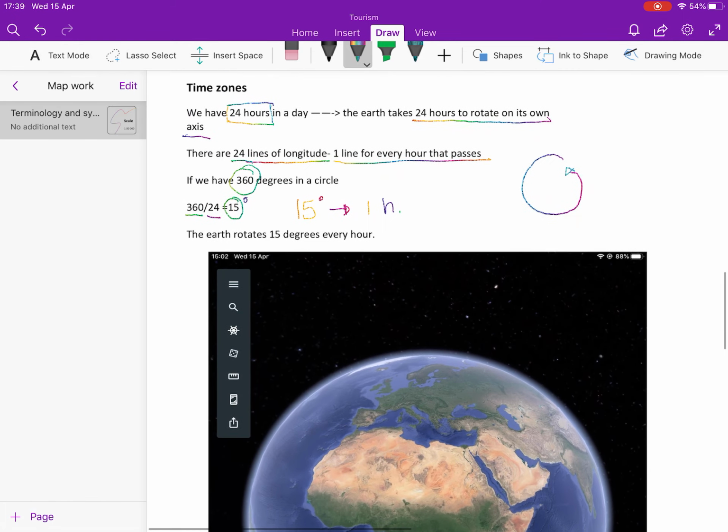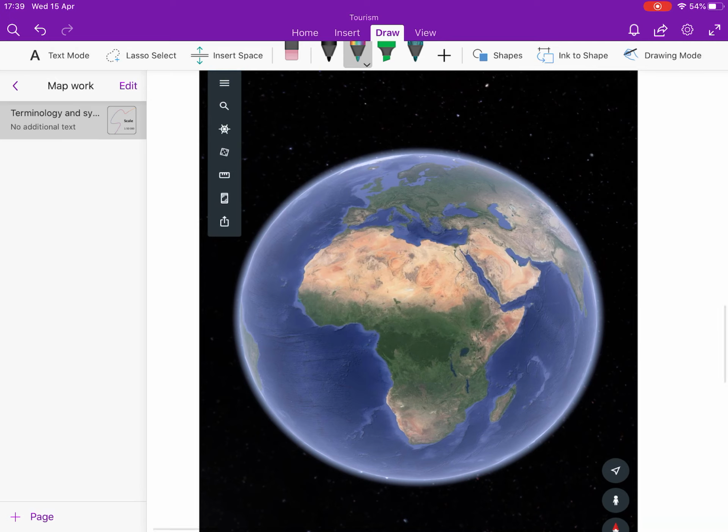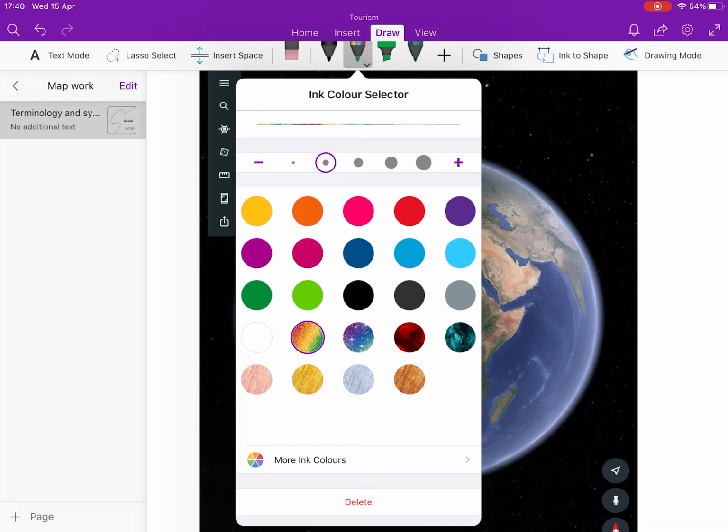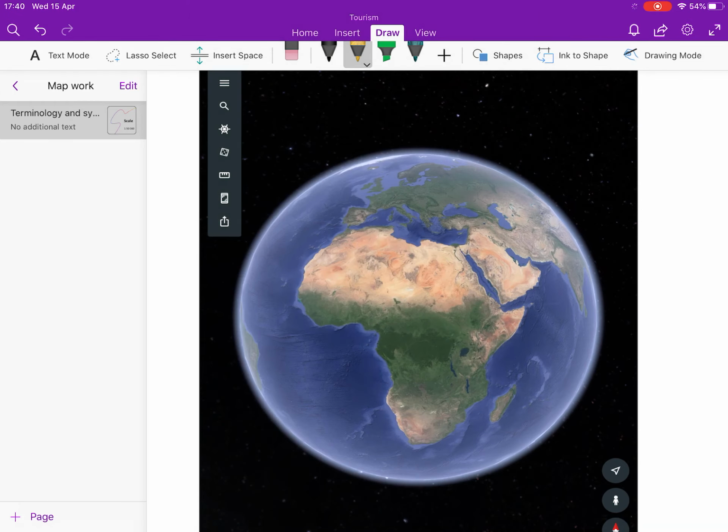Okay. So I've got a beautiful picture of the earth for us, simply to help us draw in a few lines. First of all, let's choose a different color, maybe some gold. First we have the line of latitude, the middle one, which is called the equator, and the middle line of longitude, which is called the Greenwich meridian. Both of these will be found at 0 degrees.